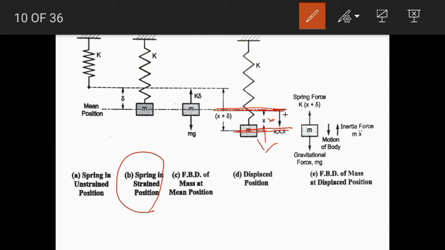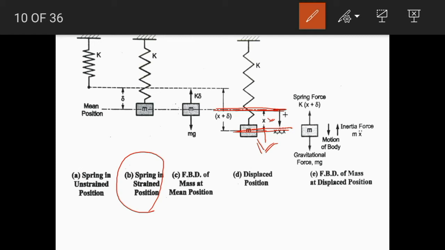Here the system is not in dynamic equilibrium due to the acceleration it possesses. In that case, we can consider the system to be in dynamic equilibrium by considering an inertia force acting in the direction opposite to that of motion. Here the acceleration is in the downward direction, so the inertia force would act in the upward direction, and its magnitude would be mass into acceleration.